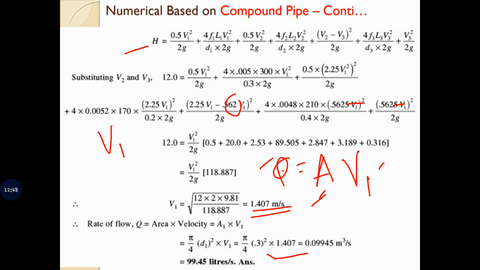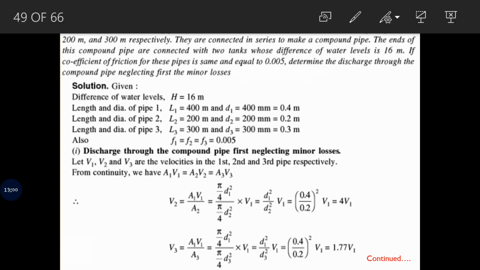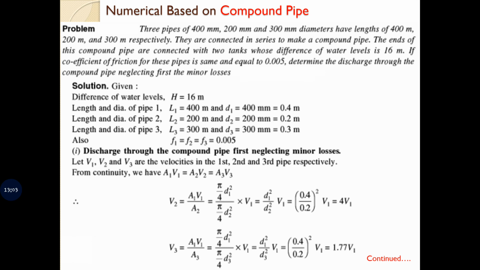Now in the next example, let us see what is given. Sometimes we have to neglect the minor losses as well, so in this example we are going to neglect the minor loss. Three pipes of diameters 400 mm, 200 mm and 300 mm have lengths of 400 meters, 200 meters and 300 meters respectively, and are connected in series to make a compound pipe. The ends of this compound pipe are connected with two tanks whose difference of water level is 16 meters, meaning H is given to us as 16 meters.